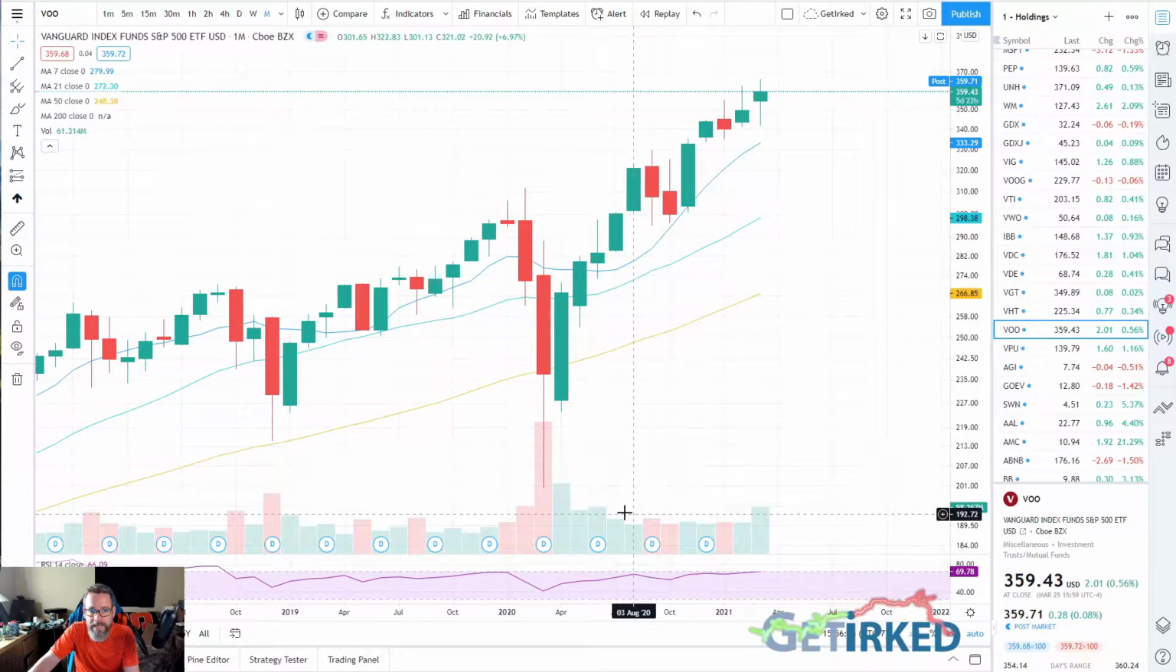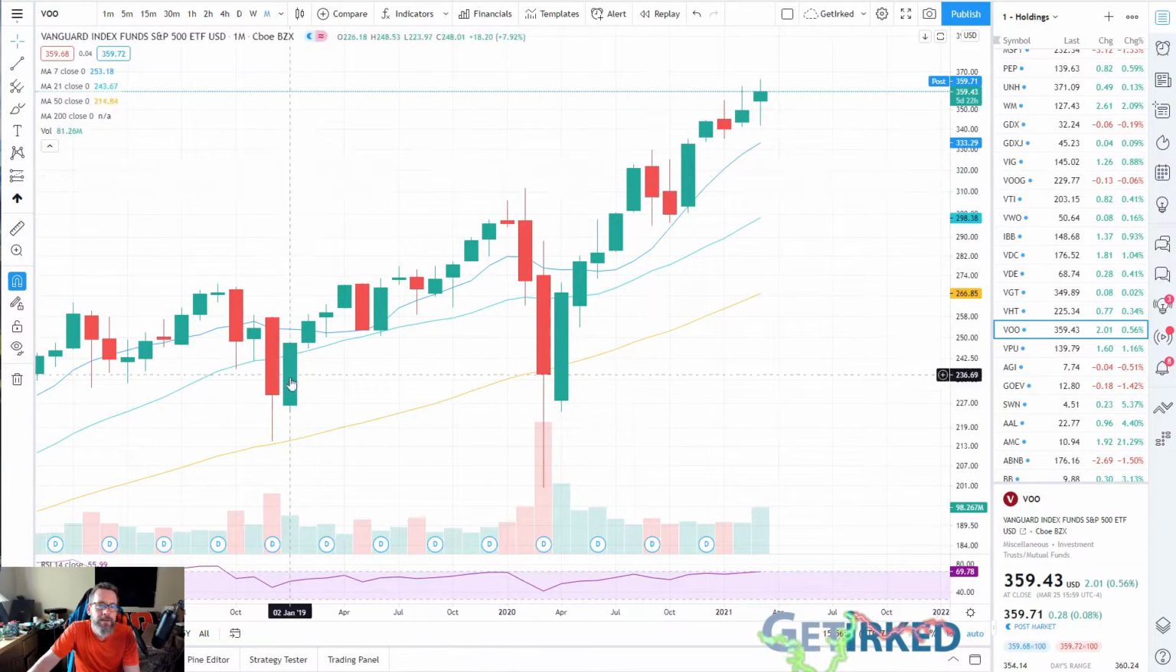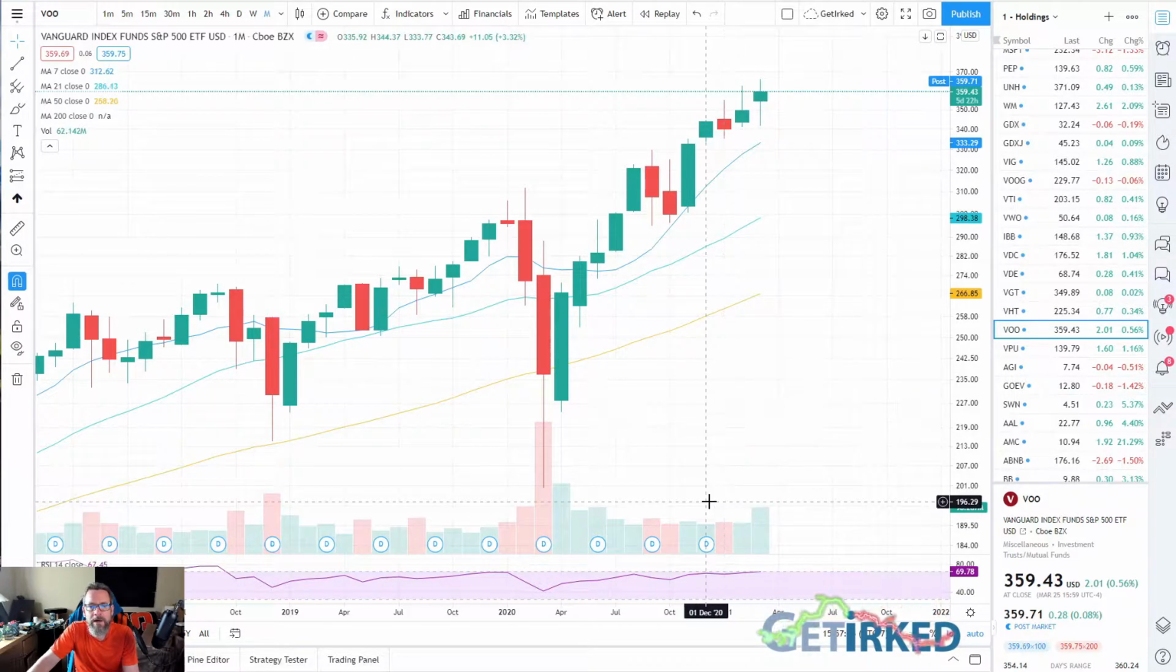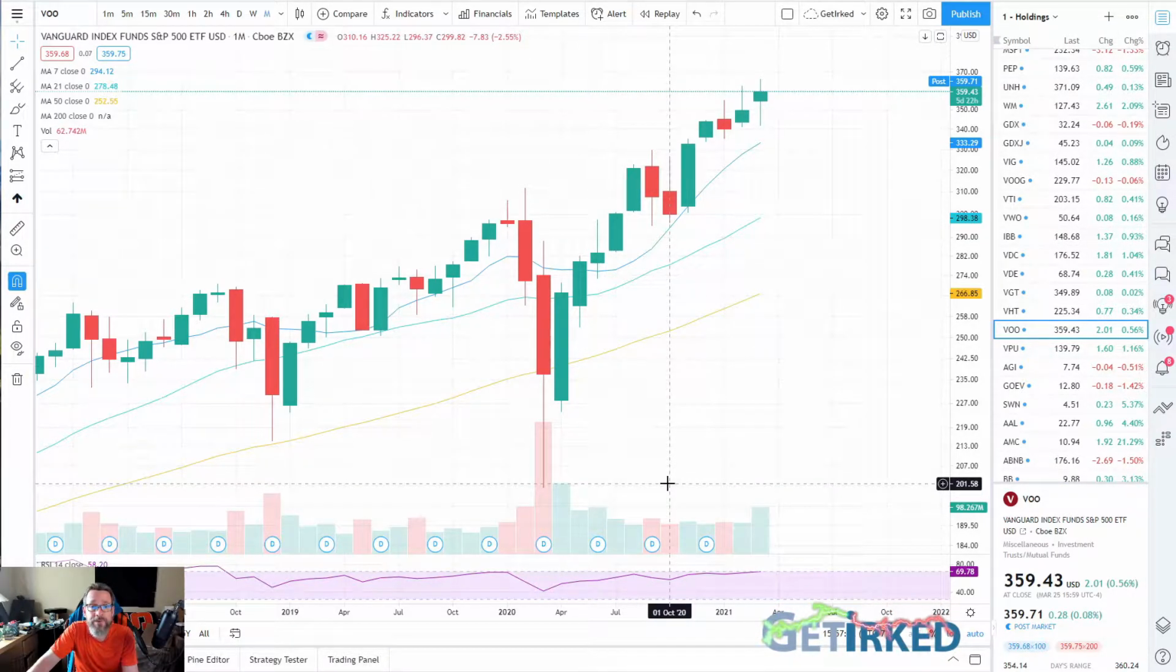So what we're looking at here is the monthly chart of VOO, which is Vanguard's index fund that tracks the S&P 500. And so what we're going to talk about today is how to make a trading plan. And this would be with any asset, whether you're talking about ETFs or stocks. What do you do? How do you get started? And when do you know it's a good time to buy?